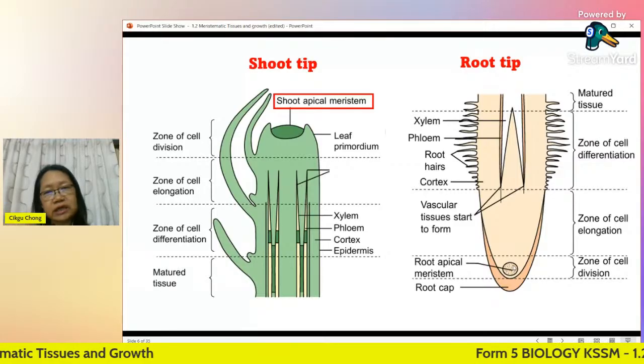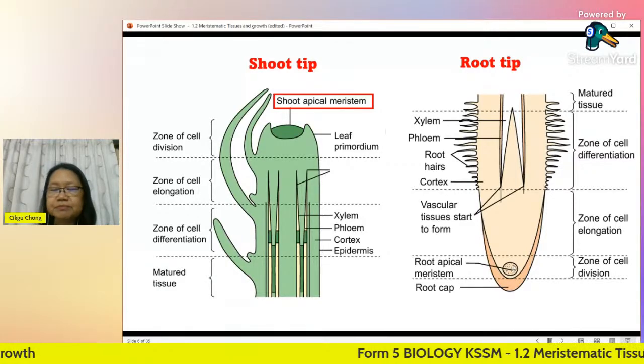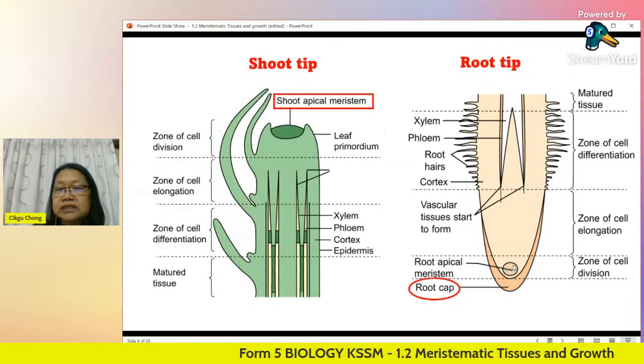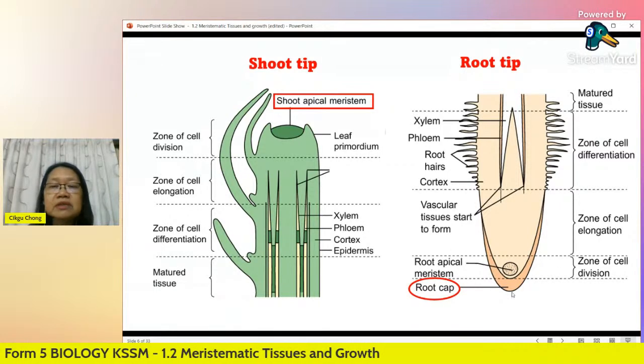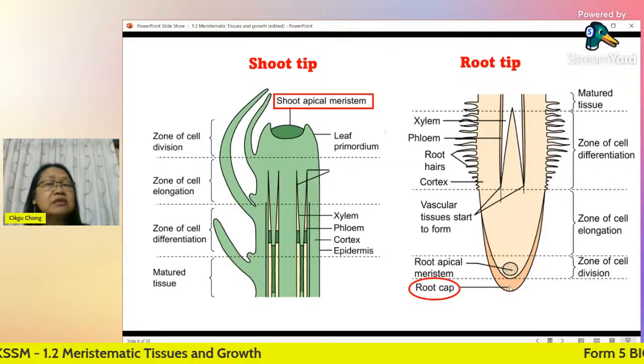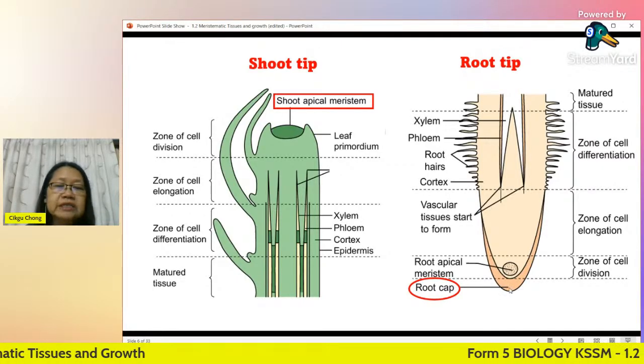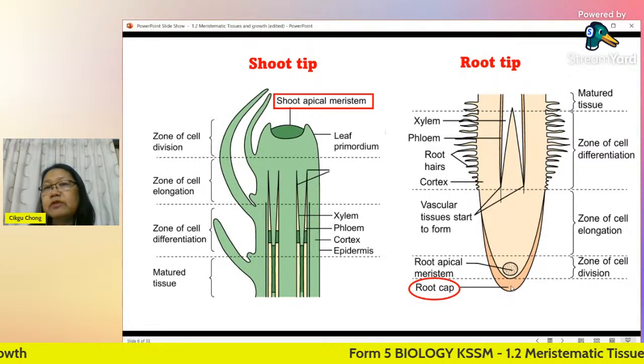For the root, it's the other way around. We always start from the tip. So this is the root cap. Do not label wrongly. There are many students who always label the tip here as the meristem tissue, which is wrong. It is always the root cap at the tip of the root.